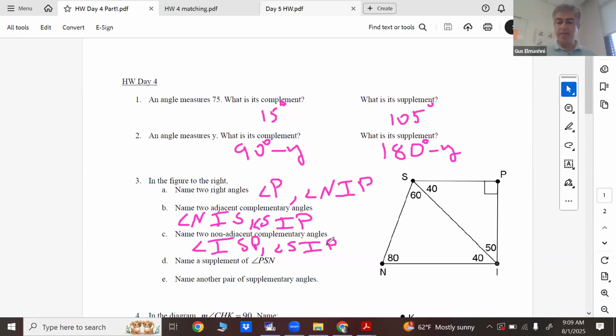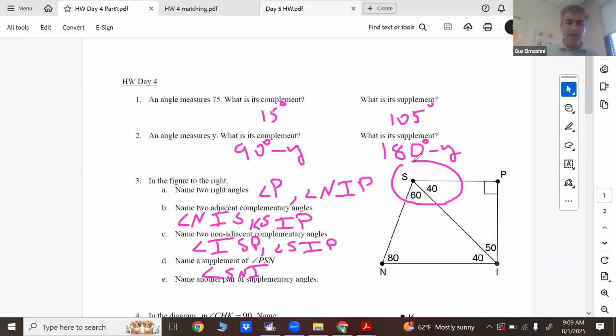Name a supplement of PSN. So it has to add up to 180. PSN is, well, it's 100. Oh, 80 degrees. So angle SNI. Yeah, that's a little confusing. I was confused. What does angle PSN add up to, guys? And when you do 180 minus 100, you get there, you go. So that's the supplement, angle SNI.